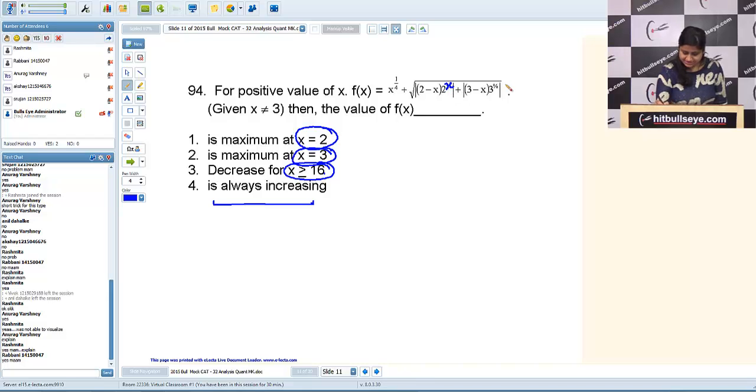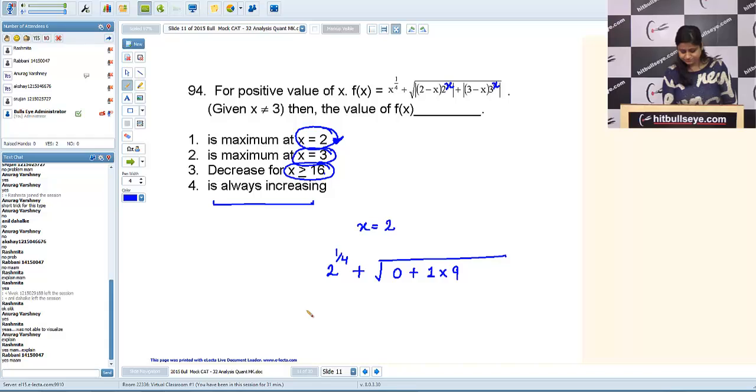2 raised to power x, 3 raised to power x. So we will go by value putting. First of all, I'm putting the value x is equal to 2. If we take x is equal to 2, it will be 2 raised to power 1 by 4 plus square root of 0 plus 3 minus 2, which comes out to be 1, into 3 square, which is 9. So it will give you the value 2 raised to power 1 by 4 plus 3.